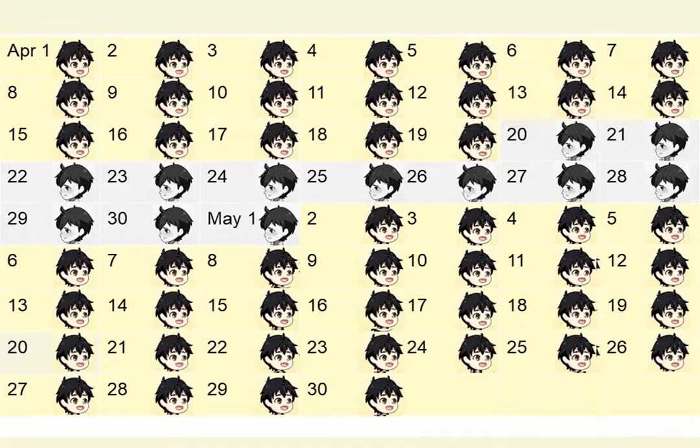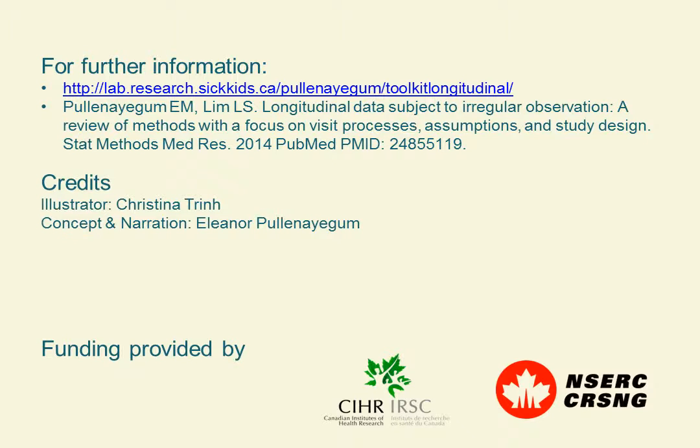Alternatively, the analysis can acknowledge that the visit frequency is itself informative about Max's health. So instead of analysing just the outcomes at each visit, you also include the visit frequency in the analysis. There's further information on how to do this in the resources listed here. These include an overview of the statistical methods, software for implementing them, and worked examples.